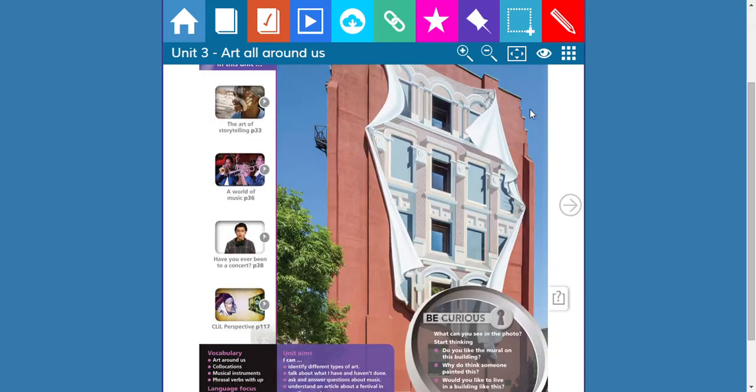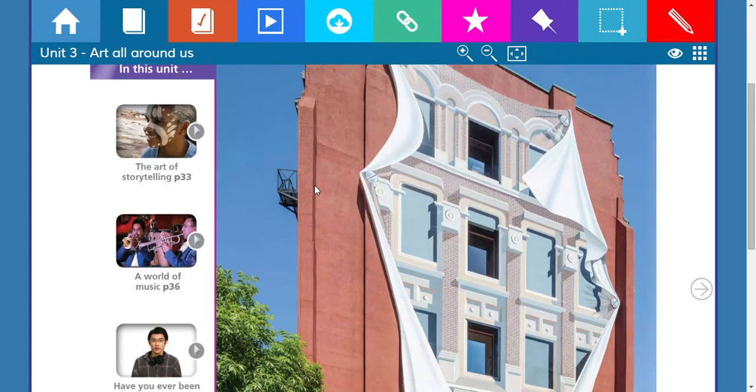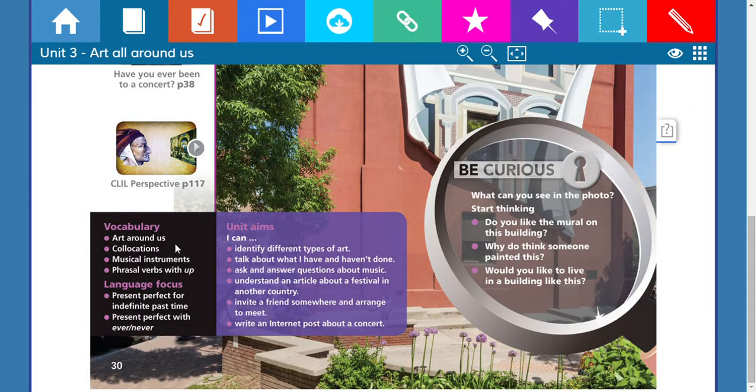Okay, in this topic, we're going to see vocabulary: art around us, collocations, musical instruments, phrases, and phrasal verbs with up. About language focus, we're going to see the present perfect for indefinite past time and the present perfect with ever and never.